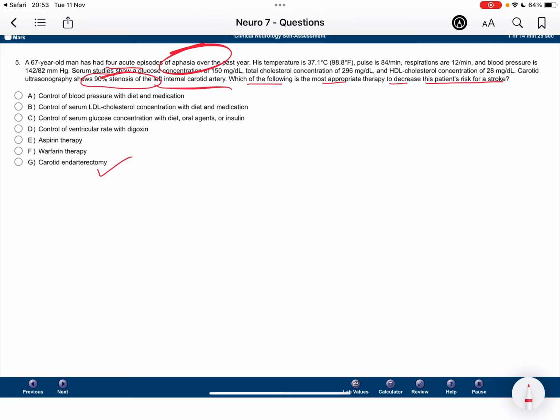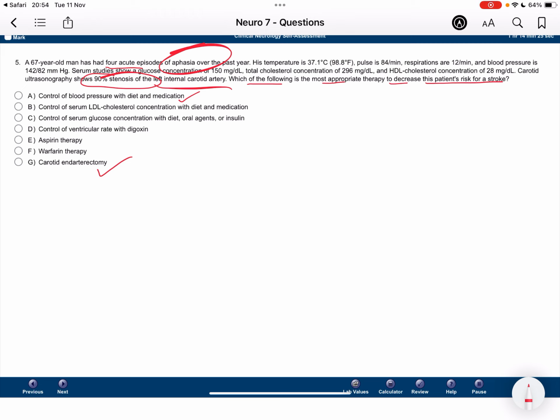We will also see why other options are wrong. Control of blood pressure with diet and medications: yes, you can do that, but the problem here is the left internal carotid artery has a 90% stenosis, so this does not decrease the patient's risk for a stroke. Control of LDL concentration with diet and medications: control of LDL would be very difficult again, so it would not be an option here. All these are secondary methods of prevention.